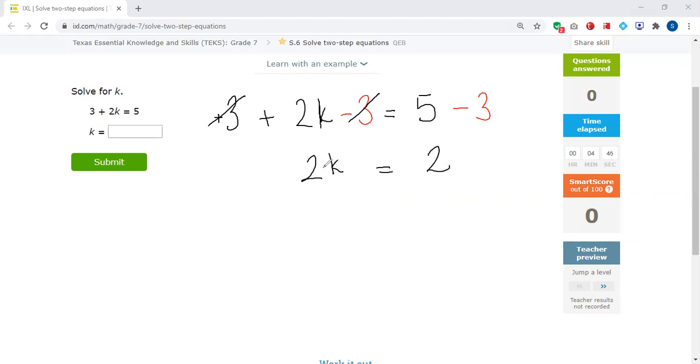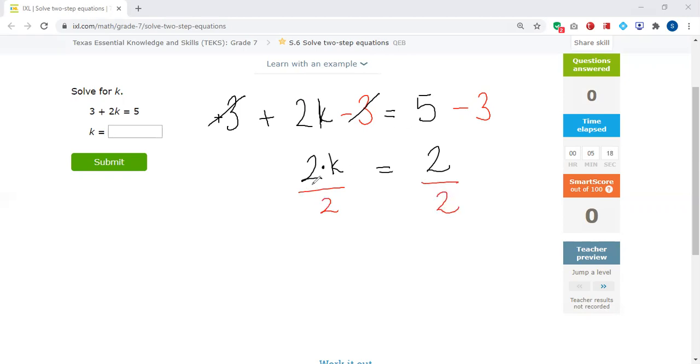And 2k actually means 2 times k. So we have a multiplication here. What is the inverse operation of multiplication? The inverse operation of multiplication is division. So in order to get k, I'm going to divide this number by the coefficient of k. So I'm going to divide 2 by 2. Or we can also do this: we can divide both sides by 2. Let's divide both sides by 2.